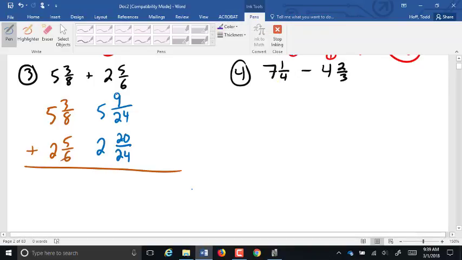Then we add. 9 and 20 make 29/24. What do we have to do with that? Make it 1 and 5/24. So the 5/24 is okay. We carry the 1. 1, 5, and 2 make 8. Very good.